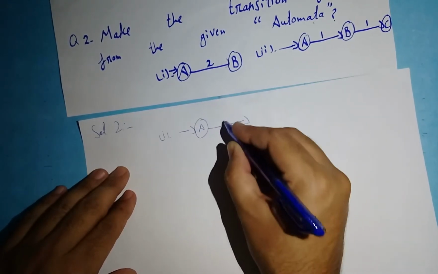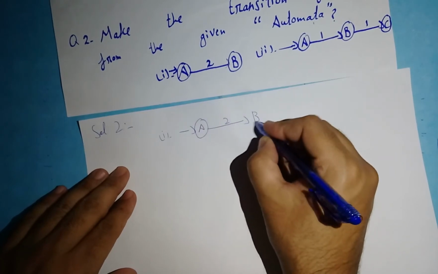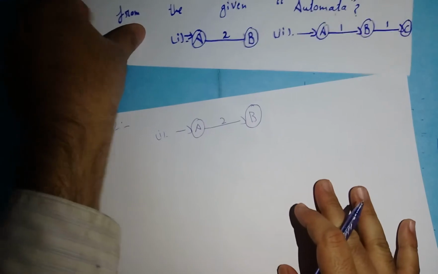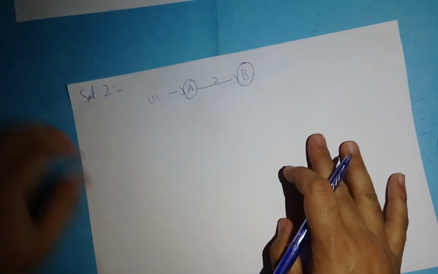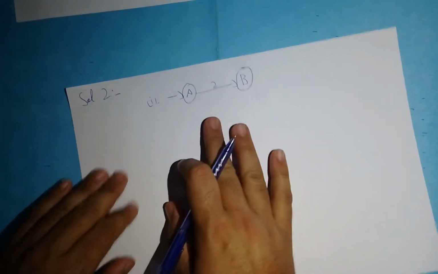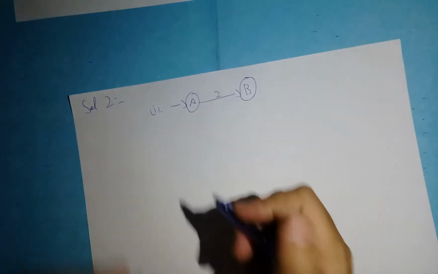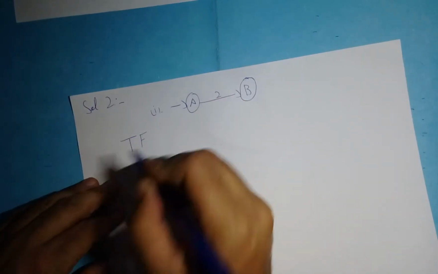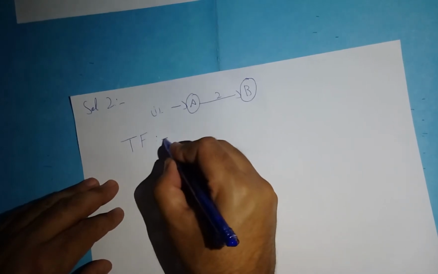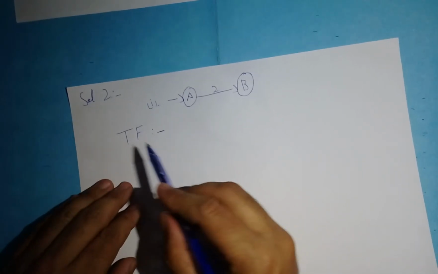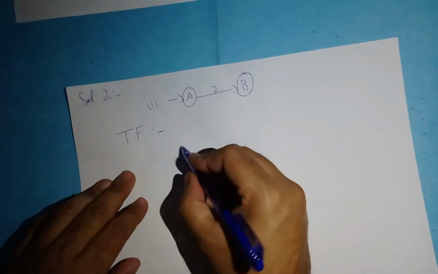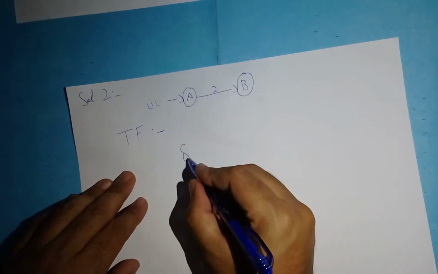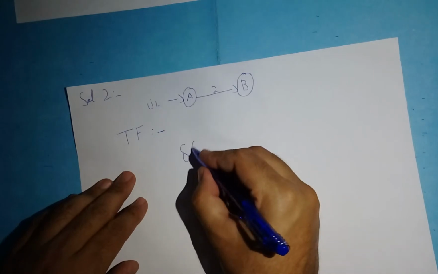A took the input 2 and reach state B. First of all, I'm going to make the transition function of that automata. I'm going to give the heading TF, which represents transition function. As I told you, the sign of the transition function is delta. So first I wrote the sign of delta.